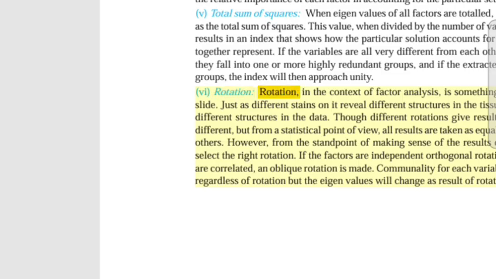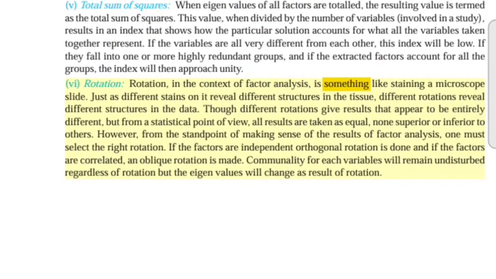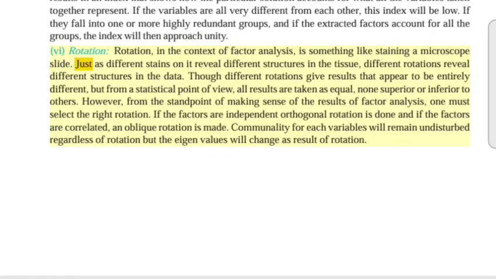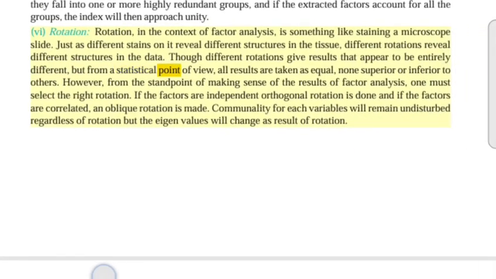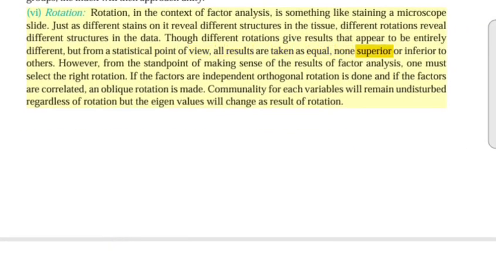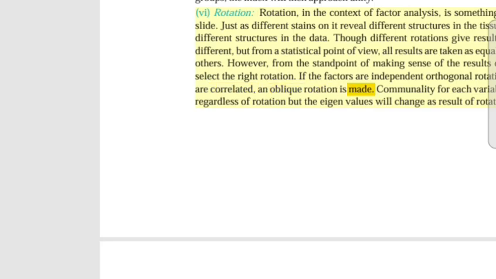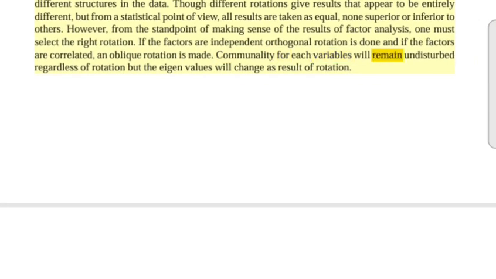H. Rotation. Rotation, in the context of factor analysis, is something like staining a microscope slide. Just as different stains on it reveal different structures in the tissue, different rotations reveal different structures in the data. Though different rotations give results that appear to be entirely different, from a statistical point of view, all results are taken as equal, none superior or inferior to others. However, from the standpoint of making sense of the results of factor analysis, one must select the right rotation. If the factors are independent, orthogonal rotation is done, and if the factors are correlated, an oblique rotation is made. Communality for each variable will remain undisturbed regardless of rotation, but the eigenvalues will change as a result of rotation.